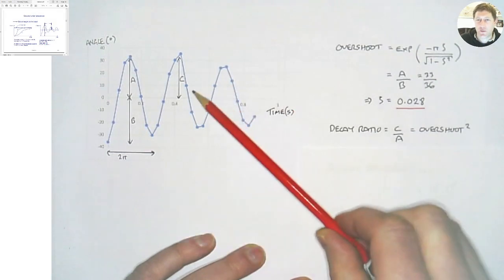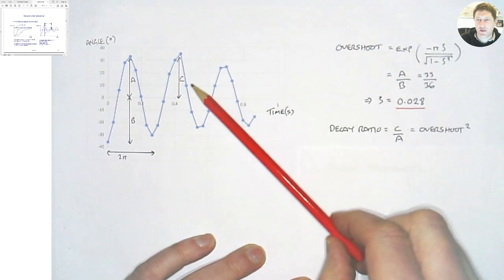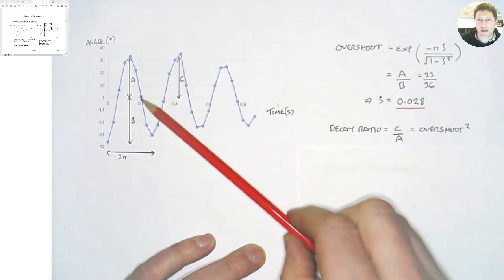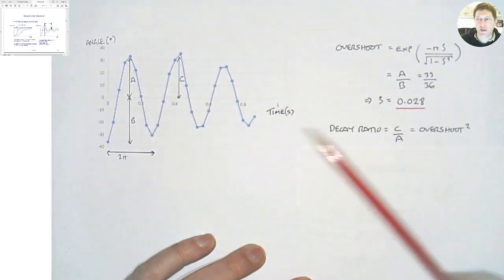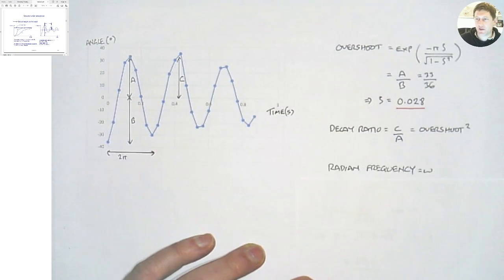Similarly, we could work that out from the decay ratio. This peak is getting smaller over time. So if you take the ratio of C to A, of one peak to the previous peak, that can be shown to be equal to the overshoot squared. So that's another way of calculating the damping factor. Okay, and then the other parameter is tau that we might want to find.